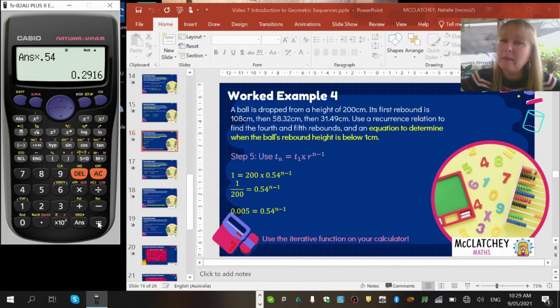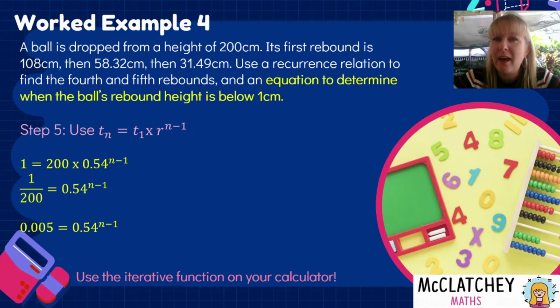And if I press the equals button, I'm actually squaring 0.54 the first time I press it. So that's squared. That's to the power of 2. Let's try the power of 3, the power of 4. And we need this to be below 0.005. So let's go again, the power of 5. And now we're finally, oh, we're not quite there yet. Power of 6, power of 7, power of 8. Oh, almost there. And the power of 9 actually gets us below. So what we've found is that our ninth power, r to the power of 9, gives us our answer for when the ball's rebound height is below 1 centimeter.